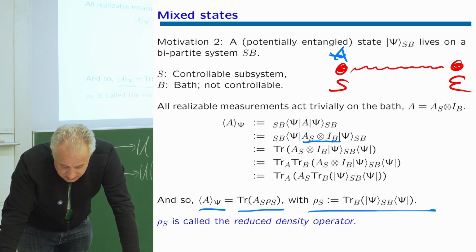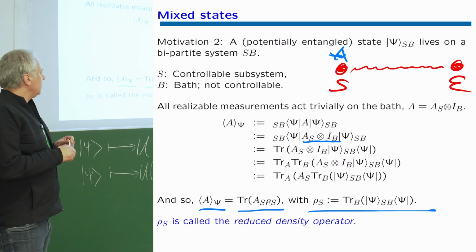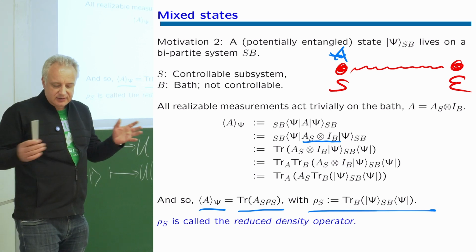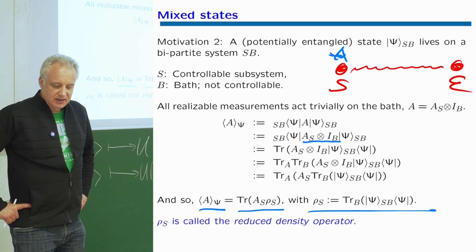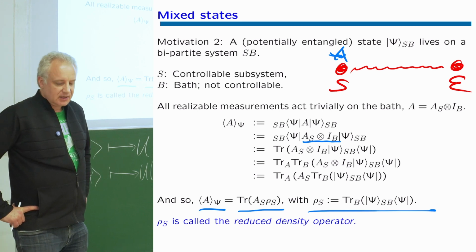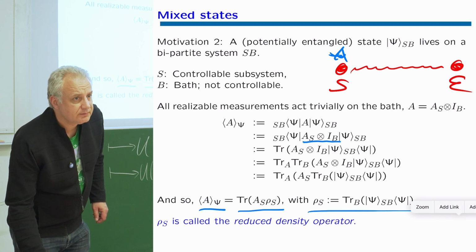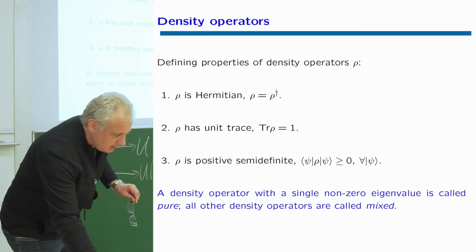So again, there's a way of going from a state on a larger Hilbert space to a density operator on a smaller Hilbert space, and from that, you can then compute the expectation values of all the quantities you can measure. So again, it's in a certain sense a simplification. Okay, so this is the second scenario in which density matrices arise. Good. Questions? Not the case? Okay, so then let's go to the formal properties of density operators.